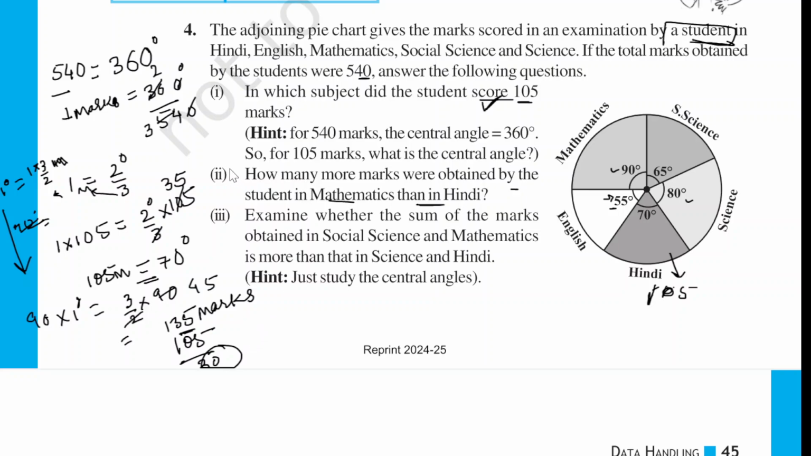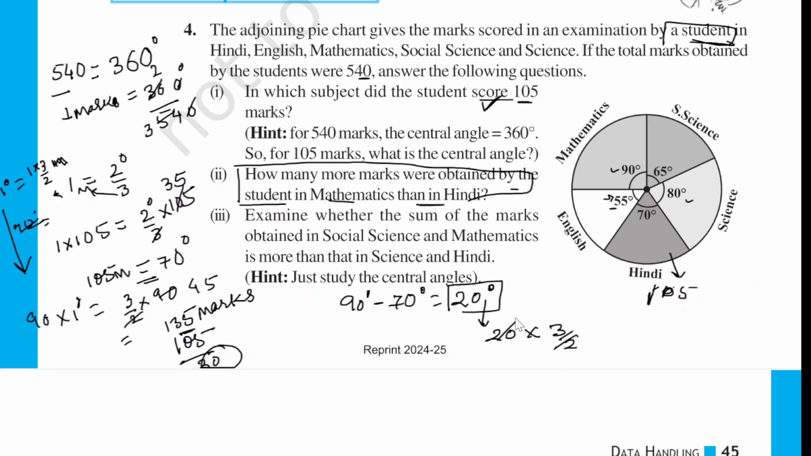The other way to find this is to find the difference between the central angles of Hindi and maths. For maths it is 90 degrees and for Hindi it is 70 degrees. So the difference is 20 degrees. So 1 degree represents how many marks? 3 by 2 marks. So 20 degrees will represent 20 into 3 by 2, that is 30. So we verified our answer from this method. We are getting 30 from both methods.